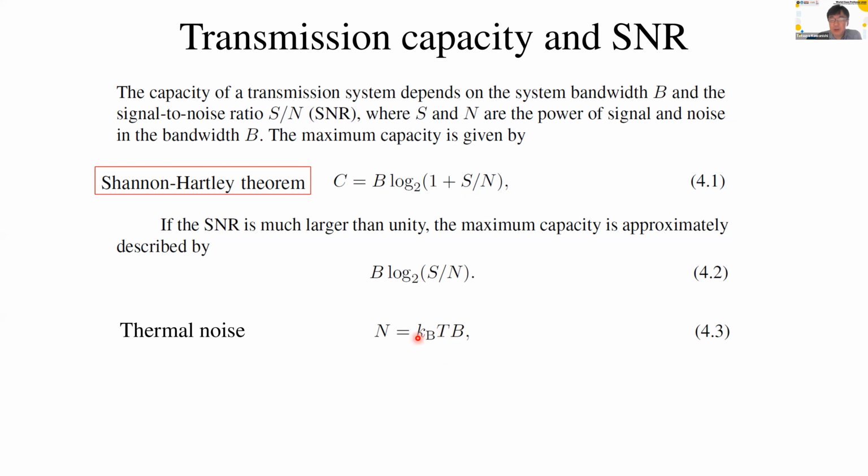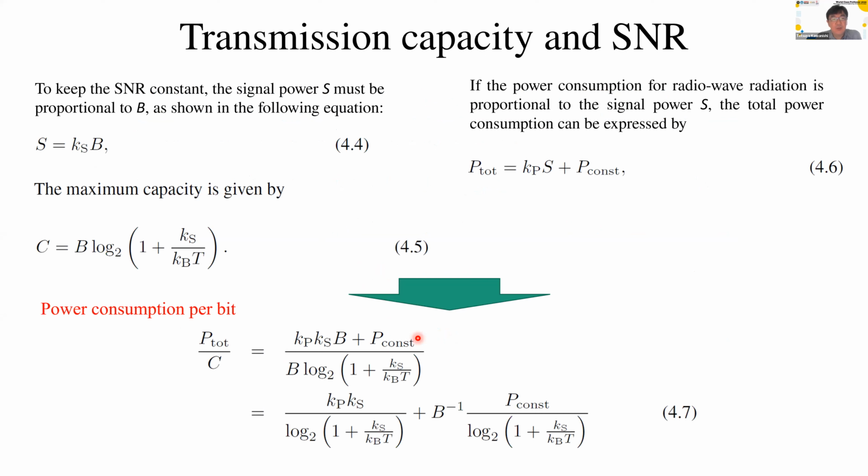So if we use such a simple equation, the maximum transmission can be given by such an equation. I will skip the detailed explanation, but if we can keep the SNR constant, the signal power S must be proportional to B, of course. So in that case, the maximum capacity can be given by this equation.